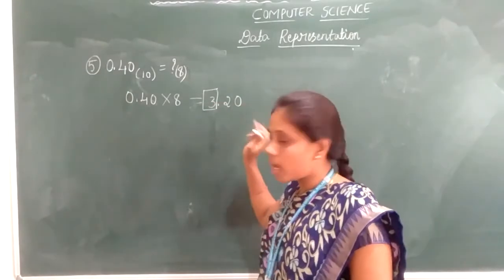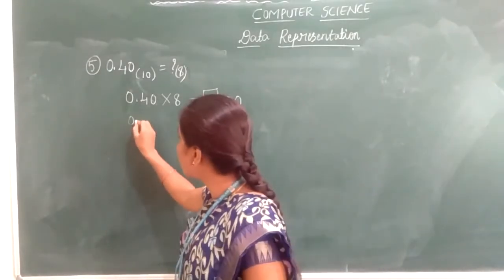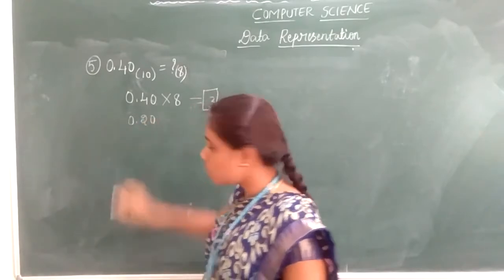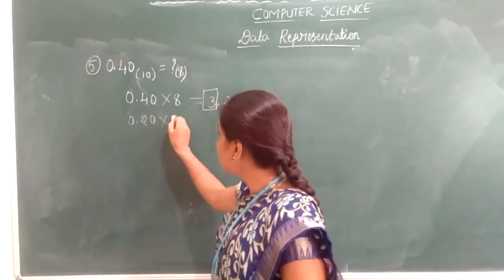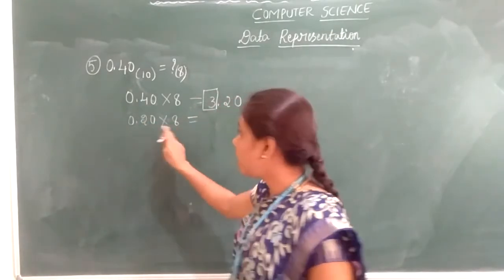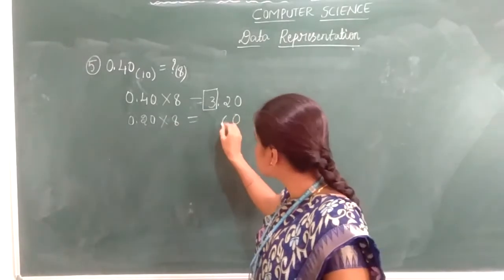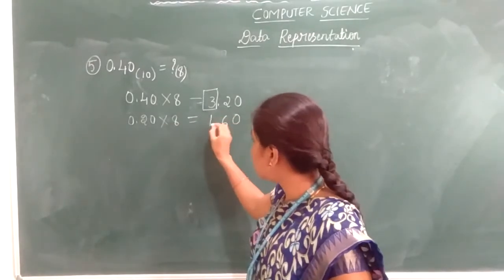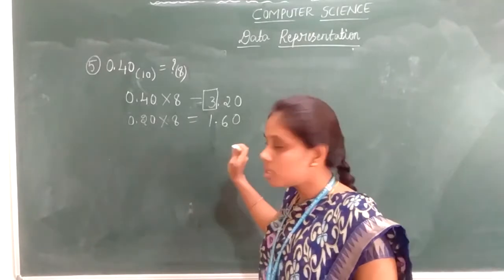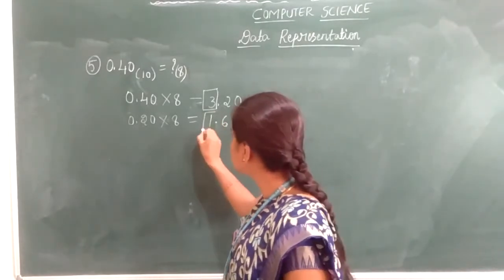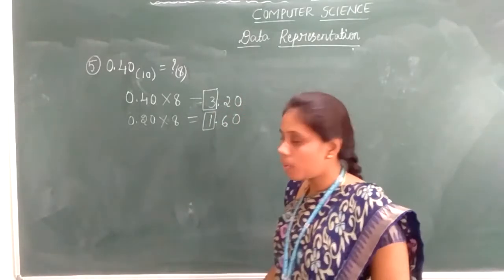Consider only the fractional part, that is 0.20 multiplied by 8. 8 into 0 is 0. 8 2s are 16. The carry is 1. So that will become 1.60. Again note down this integer part.